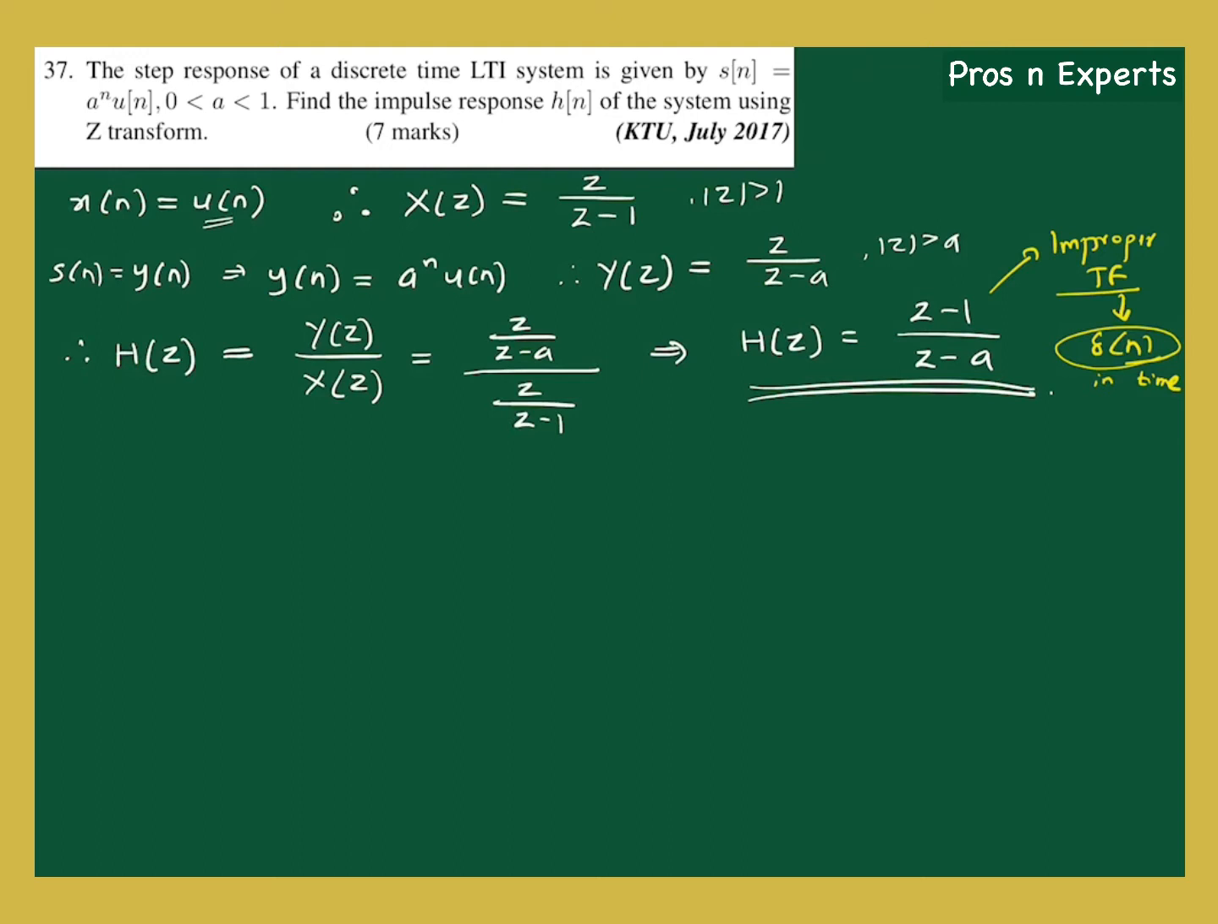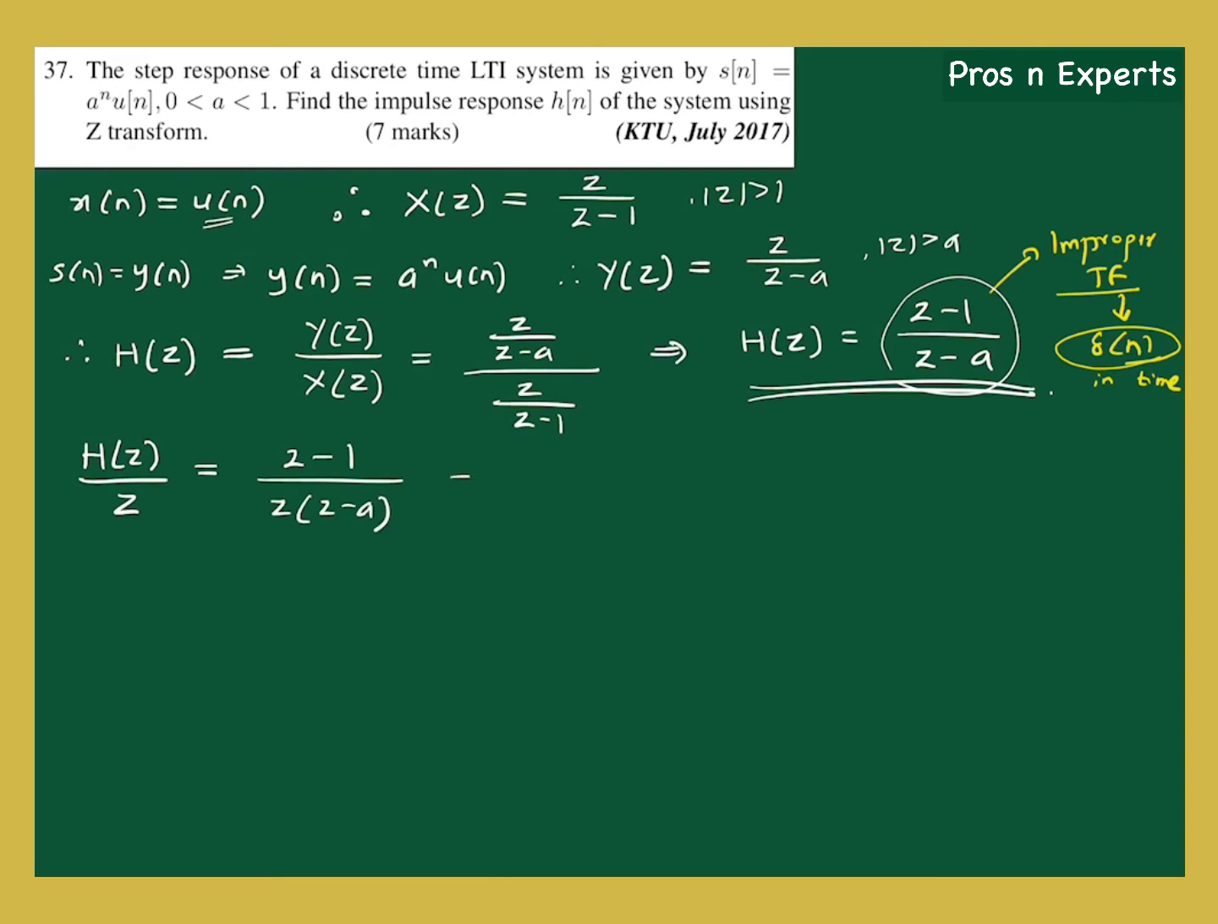For finding the inverse transform, if you find the inverse transform, then you will find h of n. So to find the inverse transform, let me write h of z by z. I'm just dividing h of z by z. That means we have to divide by z in the RHS of this expression also. So it becomes (z minus 1) by z into (z minus a).